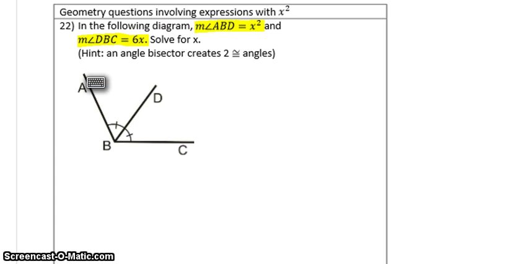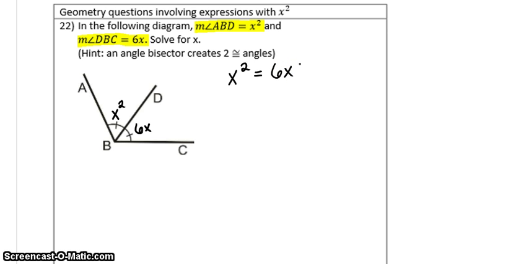Solve for x. So the first thing hopefully you did is you labeled the measure of angle ABD as x squared and the measure of angle DBC as 6x. What you notice on the diagram based on the tick marks is that those two angles are congruent. The hint actually tells you that an angle bisector creates two congruent angles. So that's the scenario that we're seeing in this example. Because those tick marks indicate that those angles are congruent, we know that x squared must equal 6x.